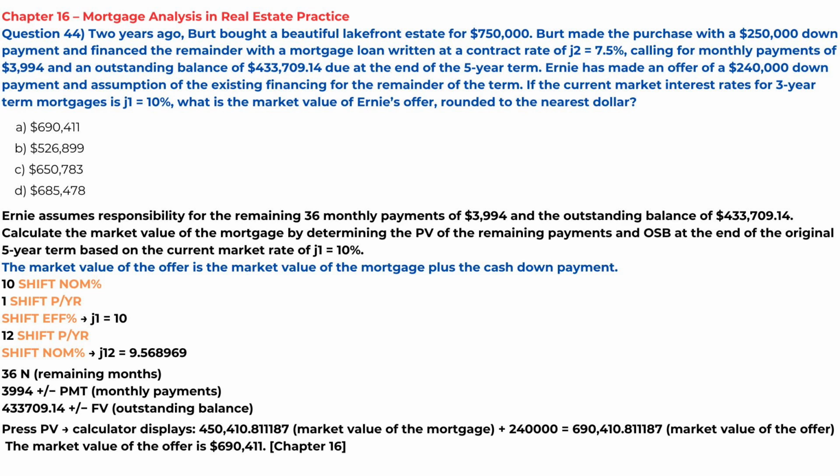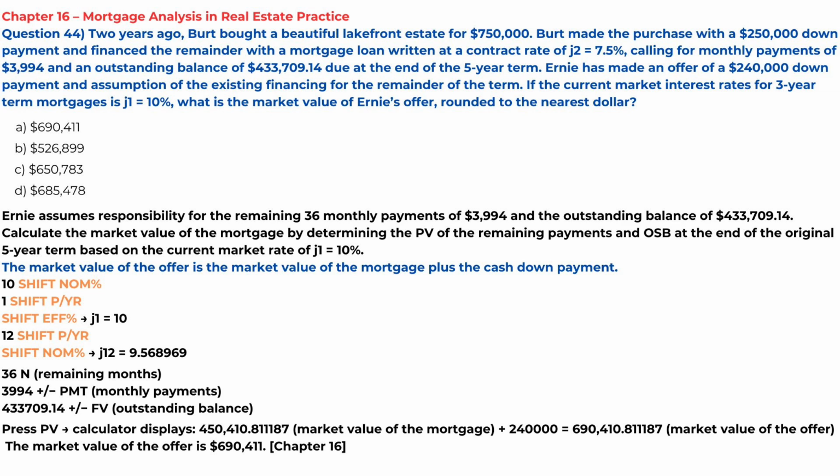10, Shift NOM1, Shift PYR. Shift effective. Calculator stores J1 equals 10. 12, Shift PYR, Shift NOM. Calculator displays J12 equals 9.568969. 36 N, remaining months. 3,994, plus and minus sign, and then press PMT, monthly payments. 433,709.14, plus and minus, then press FV, outstanding balance. Press PV. Calculator displays 454,410.81187, which is the market value of the mortgage.